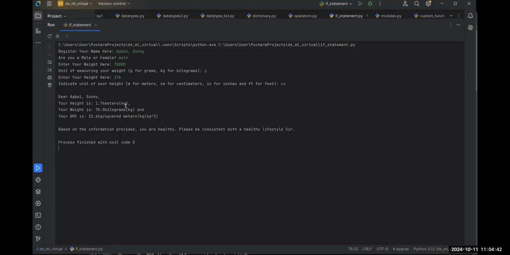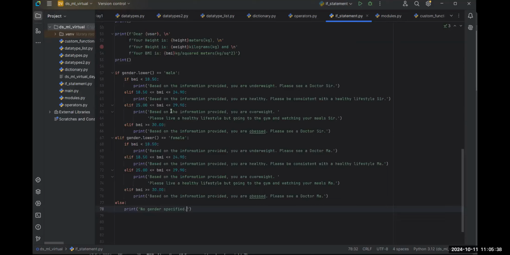Now this is what it gave us. The first one we did was for a male, right? Dear Abaisoni, your height is 176, your BMI is 22.6. You are healthy. This is for a healthy male. Let's do for a non-healthy. Okay, let's do for female. Maybe we just reduce our weight and then our height. Or let's use the weight and height we've used before. Let's run again.